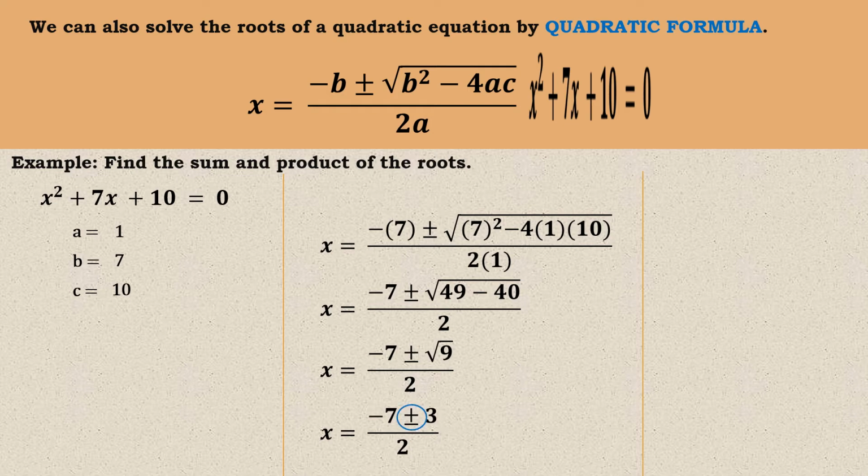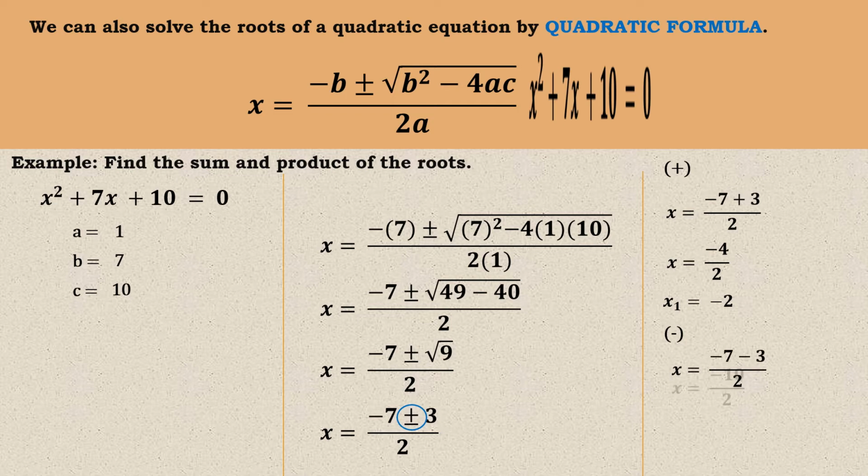Then we have two values of x. For the positive, negative 7 plus 3 over 2 is negative 4 over 2, so x sub 1 is equal to negative 2. If you notice, class, I write x with a subscript 1, or x sub 1, to identify and differentiate the two values of x. So one value we use is x sub 1 equal to negative 2. Then for the other x, we use the negative.